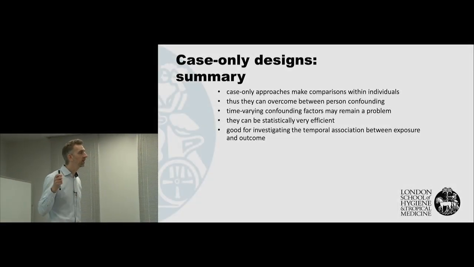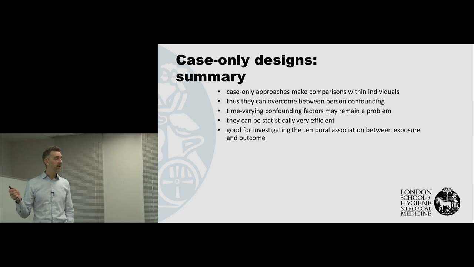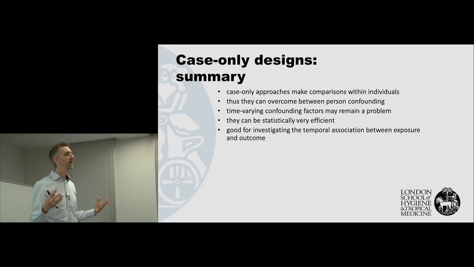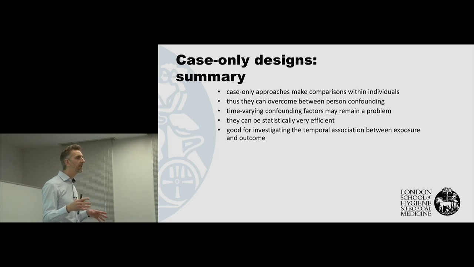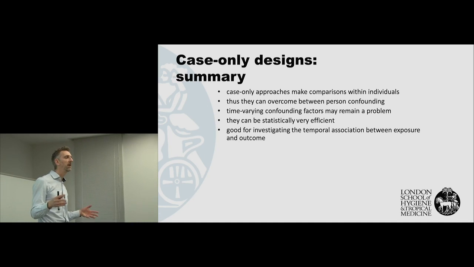So to summarise, for case-only designs, they make comparisons within individuals. The key strength is that this means that they can overcome between person confounding. Anything that can vary over time within an individual and be a confounder can remain a problem, and we need to account for them if possible.